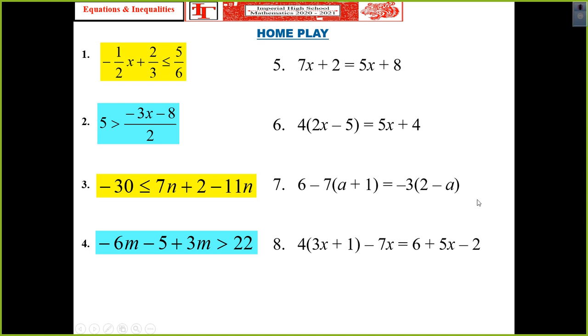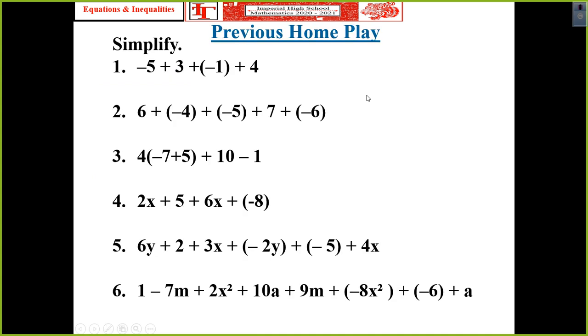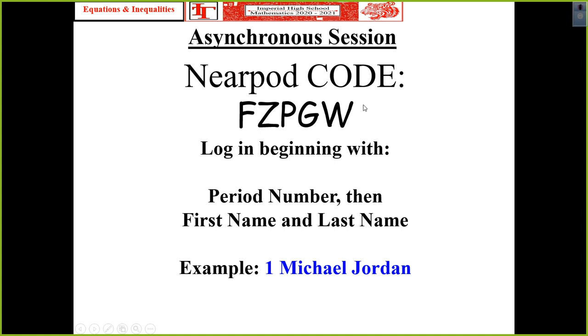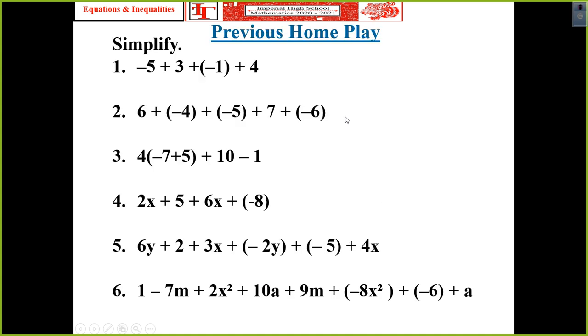All right, so once again, the home plate is 8 problems, and we're solving equations and inequalities in one variable. So just to recap, we started with our warm-up, number 4.